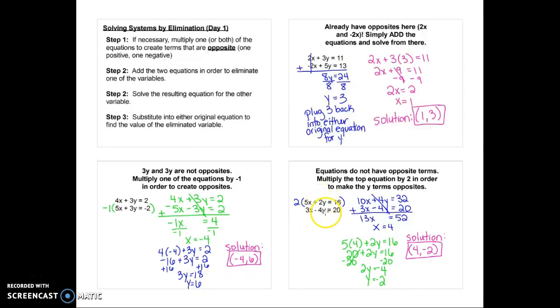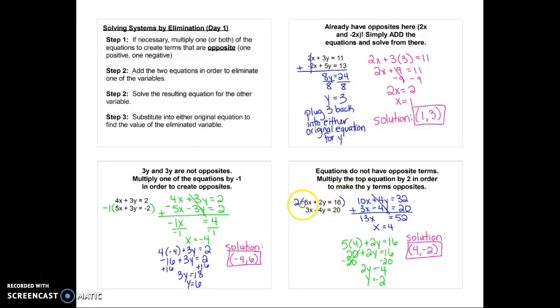But if I look at my y terms, I could turn this 2 into a 4 so that these are the same coefficient. They're already opposite signs. So I don't need to worry about changing the sign of either one of these. I just need these coefficients to be the same. So in this case, in order to get this 2 to turn into a 4, I would have to multiply by 2. Which means I need to multiply this entire top equation by 2.